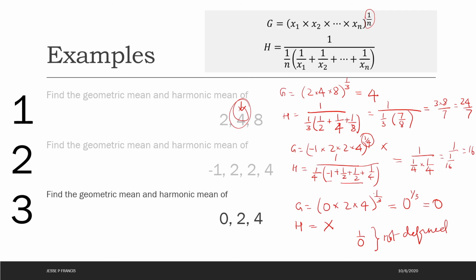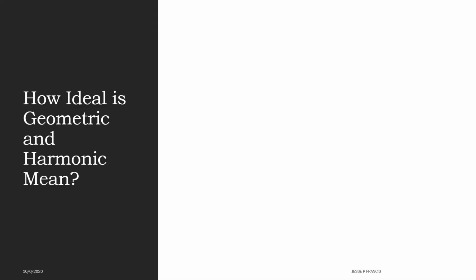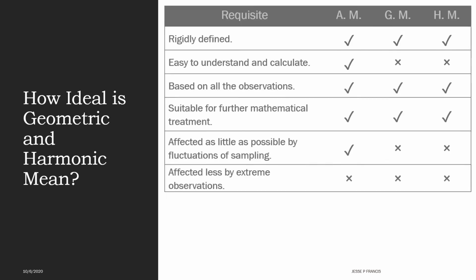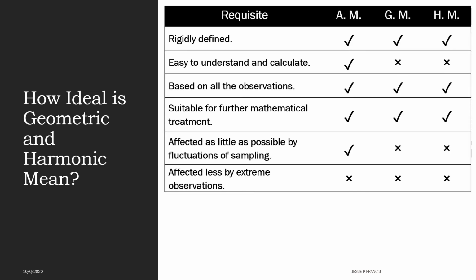Interesting. So we saw 3 distributions, out of which in the first, geometric mean and harmonic mean gave us good insights. But in the second case, we couldn't find the geometric mean, and the harmonic mean which we found was not helpful. In the third, geometric mean became 0 and harmonic mean couldn't be found. So let's look at how ideal geometric and harmonic mean are.